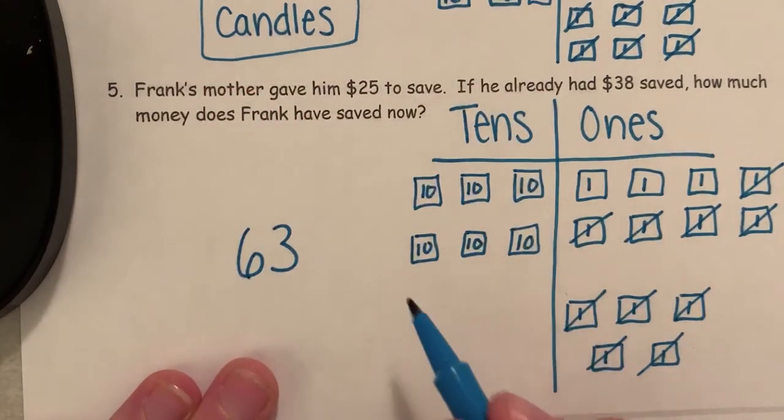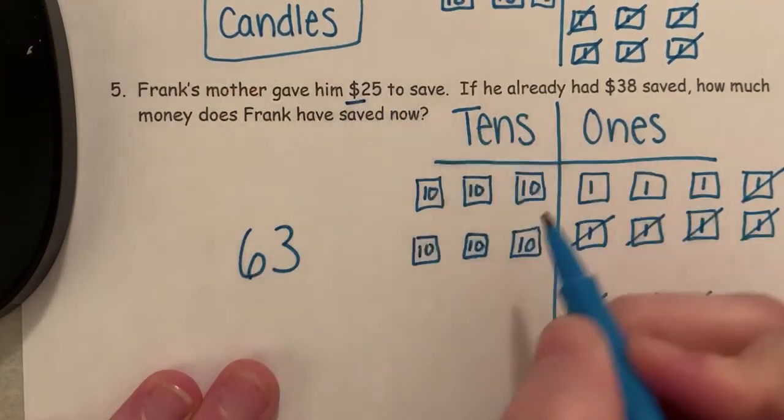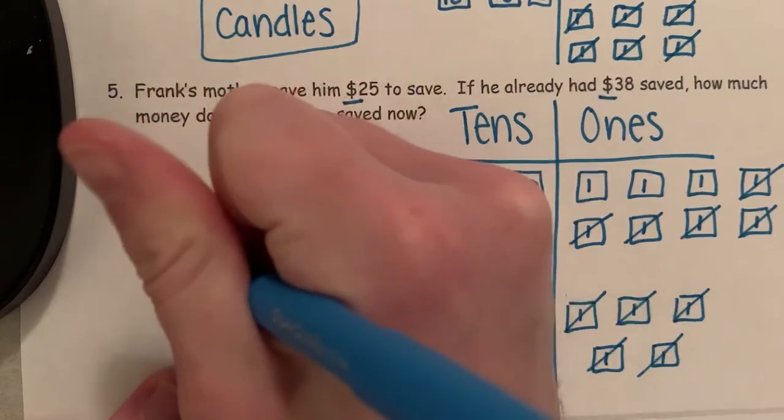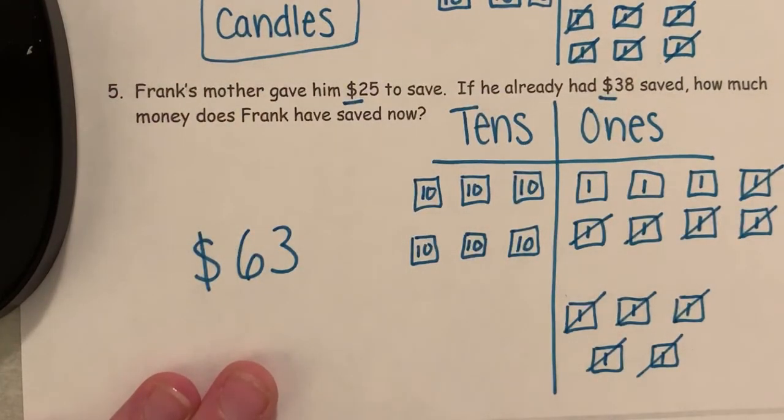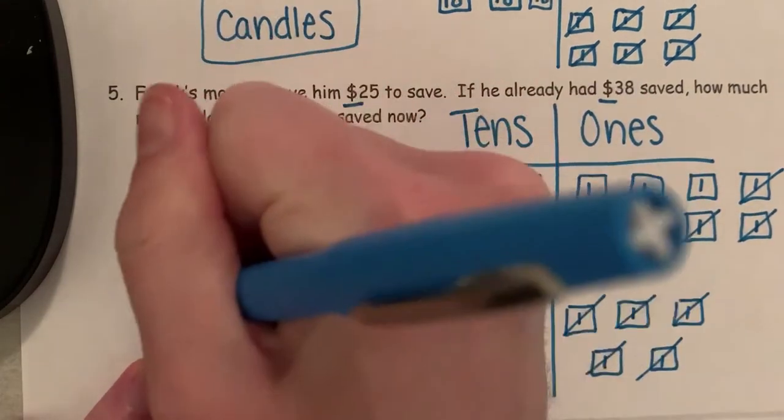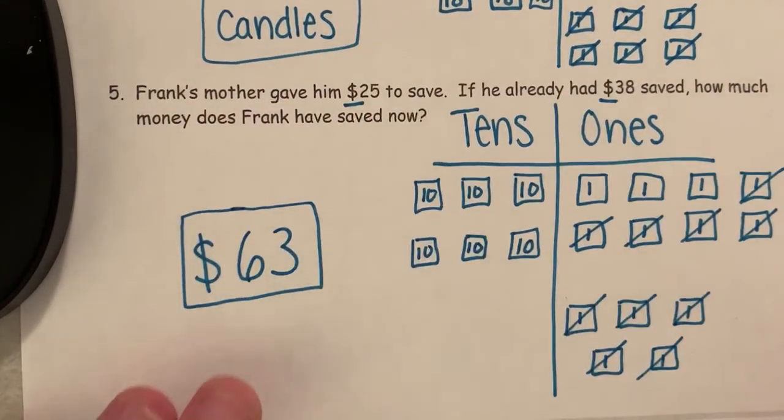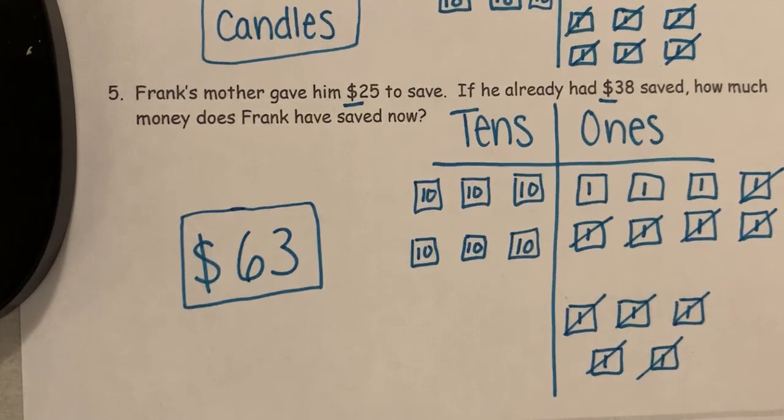And remember, we're talking about money. So just like we see up here, we have to put a dollar sign in front of it. So we know we're talking about $63 and not something else. All right, and that is our worksheet for today's lesson.